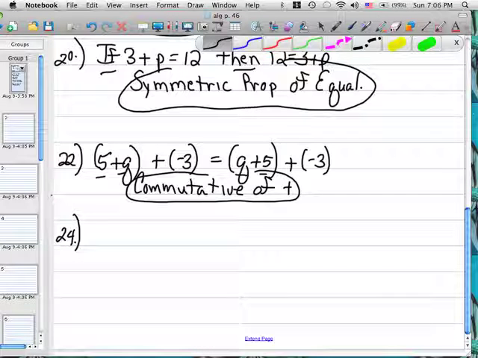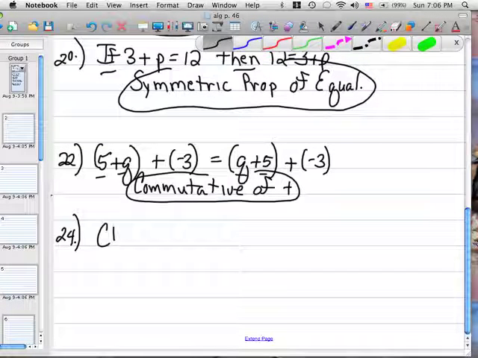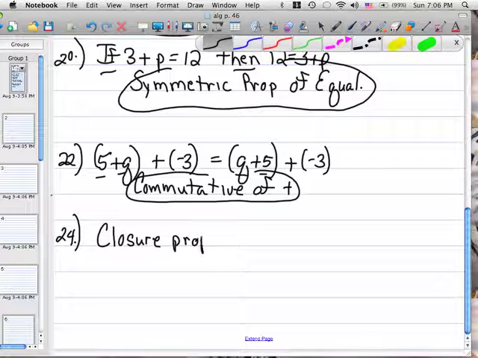Again, you do not have to copy the original problem, just give me the correct property. 24 says there is only one real number that is the sum of 0.4 and 2.6. So they're adding two real numbers and they're getting a real number, and that is the closure property of addition.